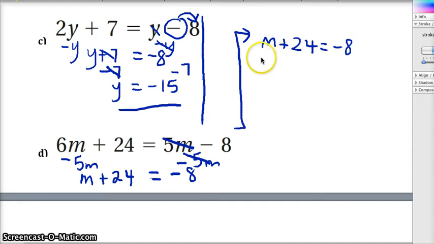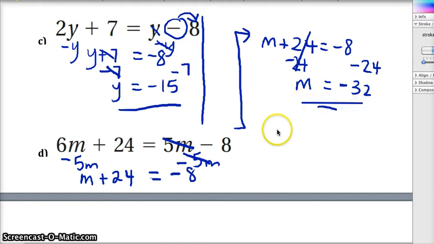I need to get m by itself. At the moment it's being plus by 24, so I need to do the inverse, minus by 24 on both sides. 24 take away 24 is 0, therefore m is, what is minus 8 minus 24? Well, it's going to be negative 32. And again, you can substitute that in to check, but that's pretty much the basis of it.